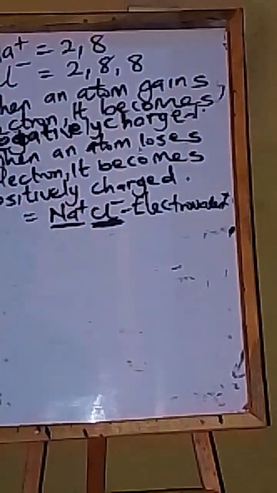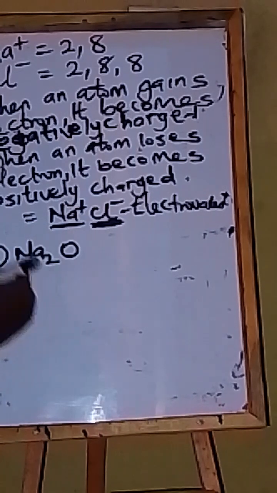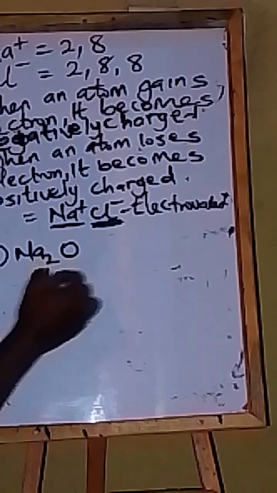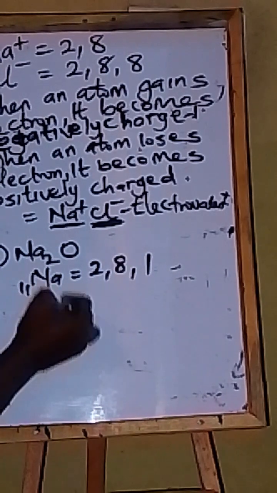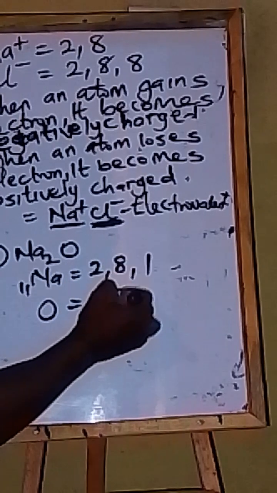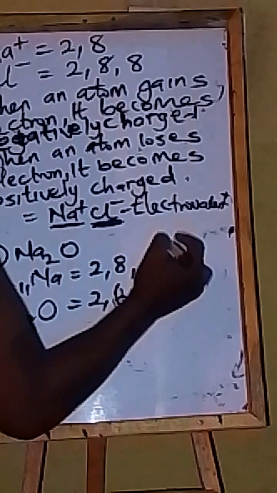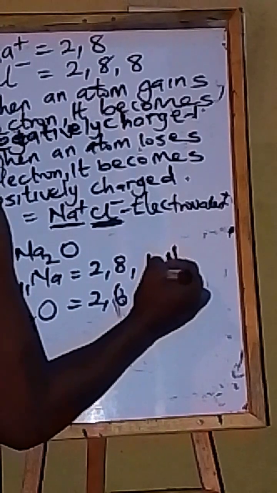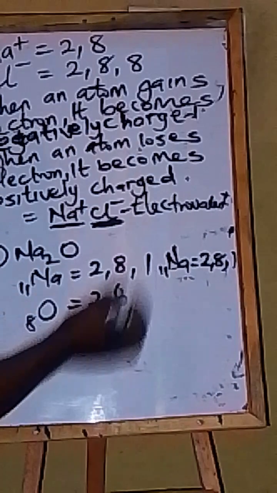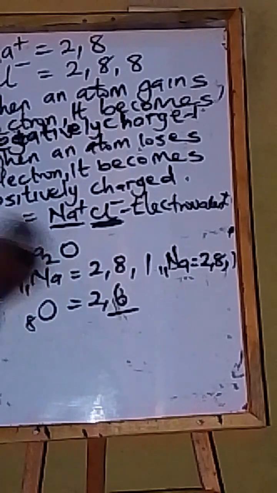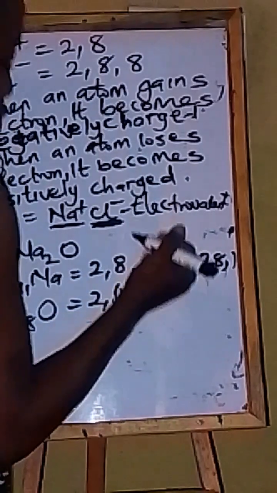When we have something like Na2O. So Na is what? 11, which is 2, 8, 1. Oxygen is 2, 6. Sorry, this is atomic number 8. Then your sodium is 11, which is 2, 8, 1. This needs how many? 2 electrons. That is what we mean by electrovalence.